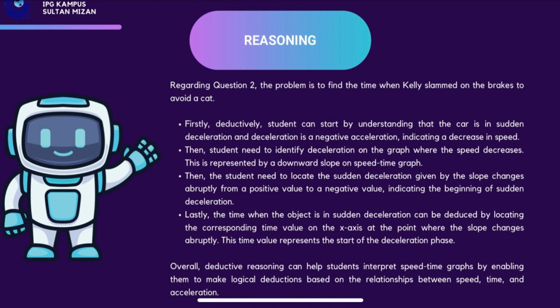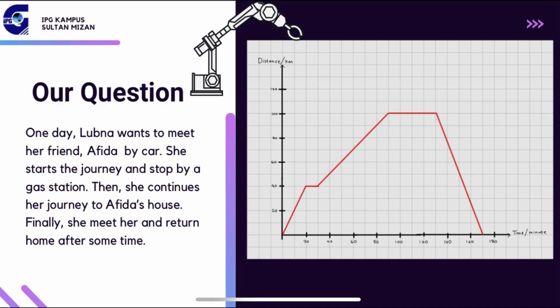Overall, deductive reasoning can help students interpret speed-time graphs by enabling them to make logical deductions based on the relationships between speed, time, and acceleration. For the last part, we create a question based on the problem.